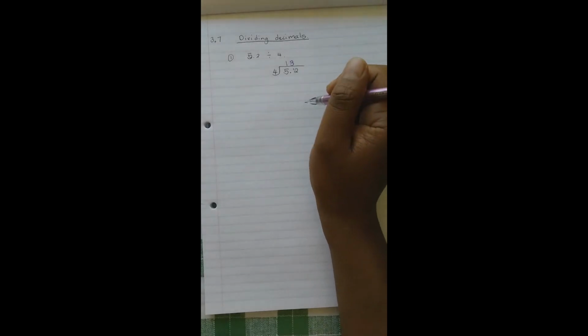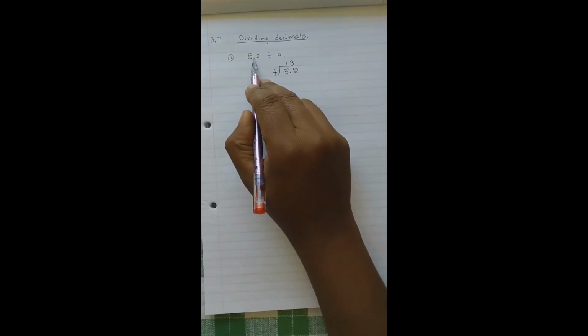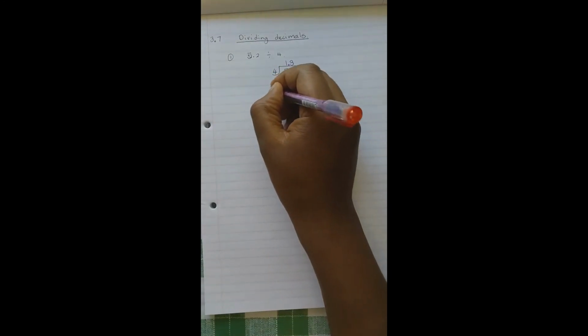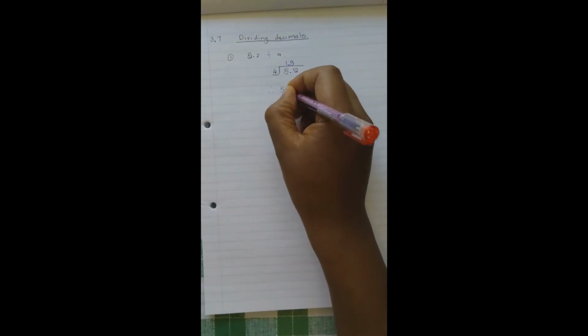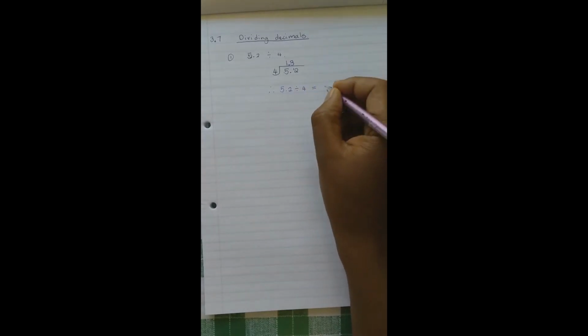Now we go back again. Check how many digits were after the comma in your question. There was one digit after the comma, so we are going to put one digit after the comma in our answer. Therefore, 5.2 divided by 4 is equal to 1.3.